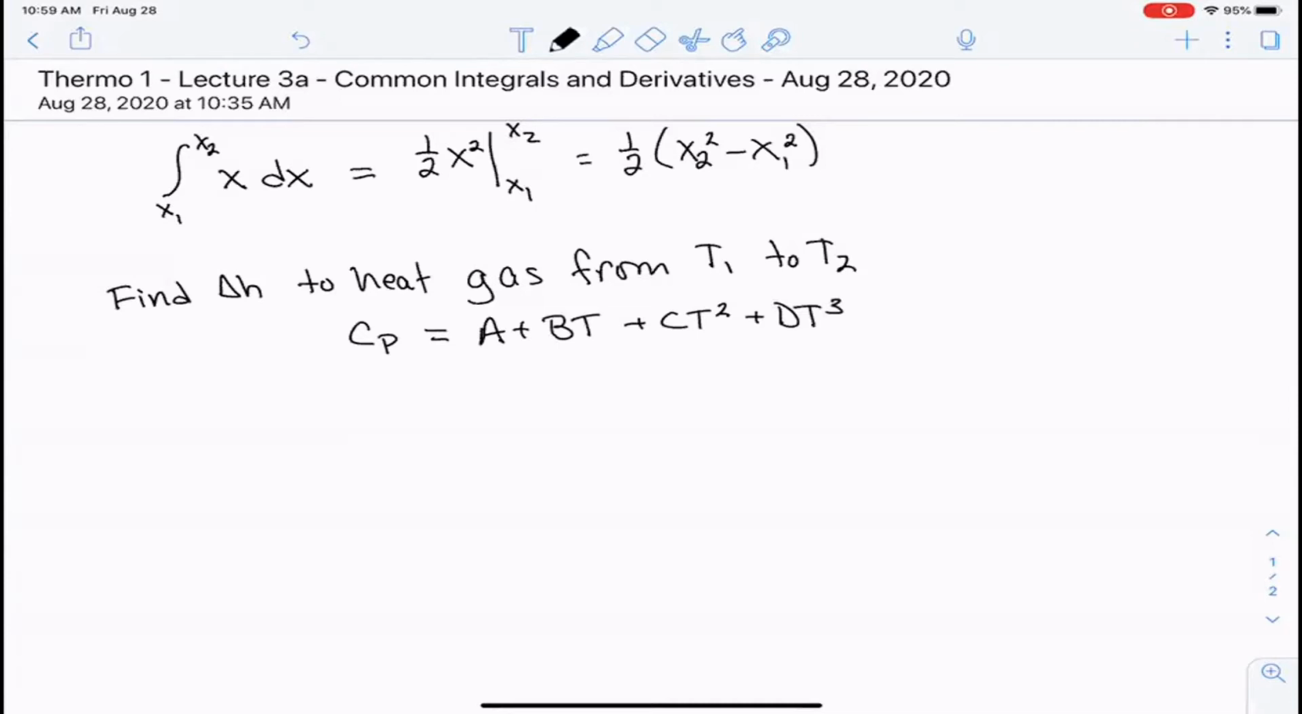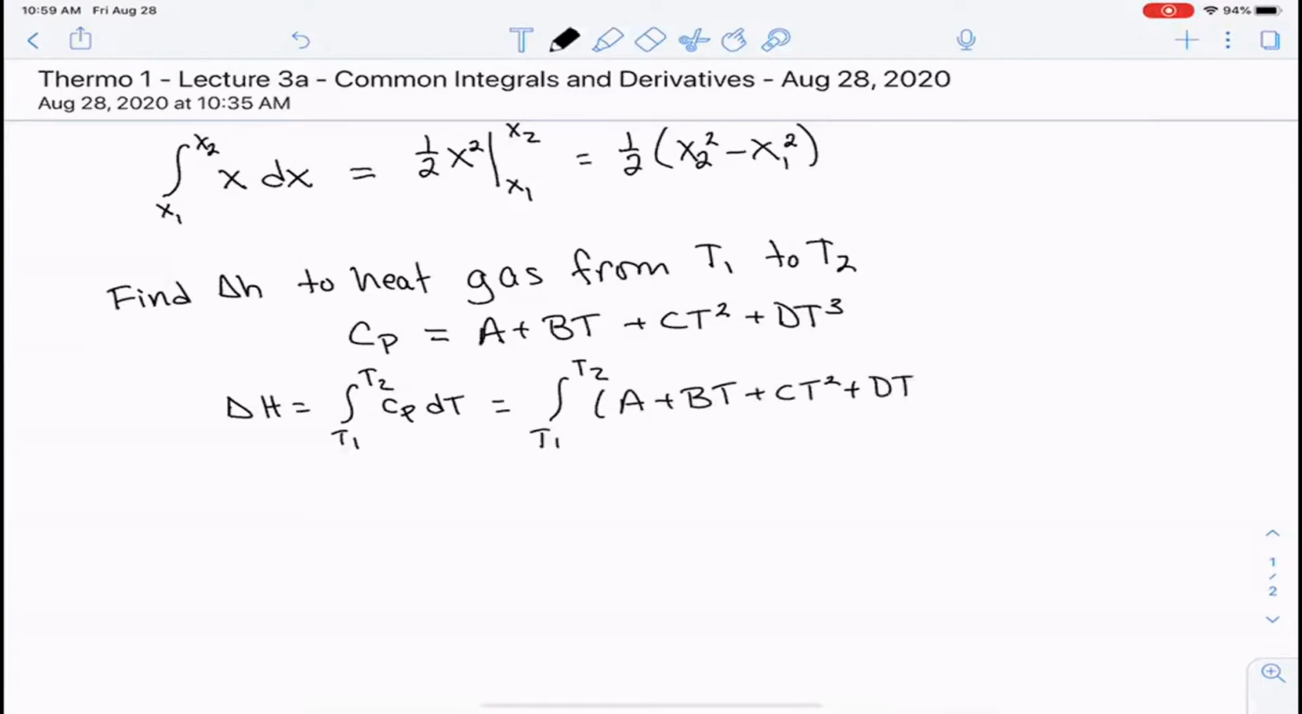And of course, in 300, you guys already calculated delta H, and you said that delta H was equal to the integral from T1 to T2 of Cp dT. So a very common integral that you'll end up taking in this class is that now we're going to integrate from T1 to T2 things like A plus BT plus CT squared plus DT cubed, dT. And even this heat capacity we're going to use later on in the semester when we talk about entropy. You'll even see that a little bit in our lecture today.